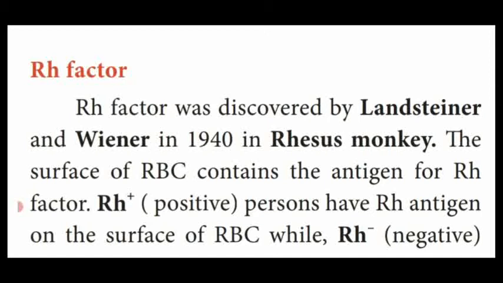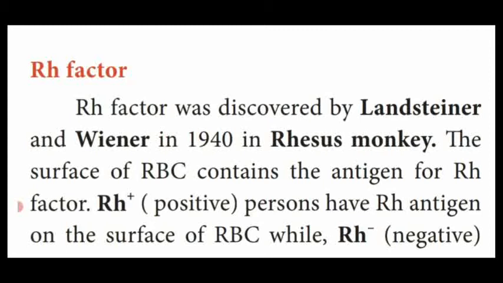Now we are going to see the next one, RH factor. RH factor was discovered by Landsteiner and Wiener in the year 1940 in the rhesus monkey. Rhesus monkey is a type of monkey. The surface of the RBC contains the antigen for RH factor. Normally we have seen antigen A, antigen B, antigen AB only, isn't it?